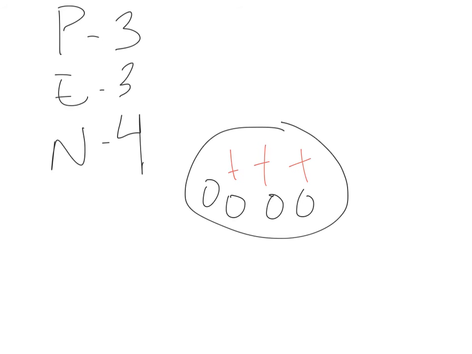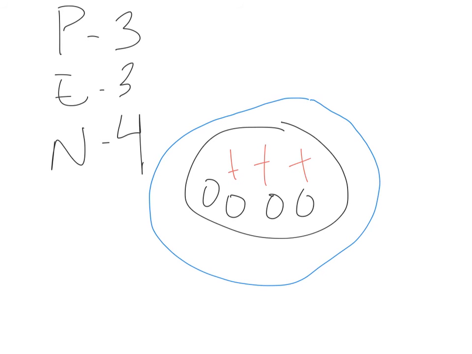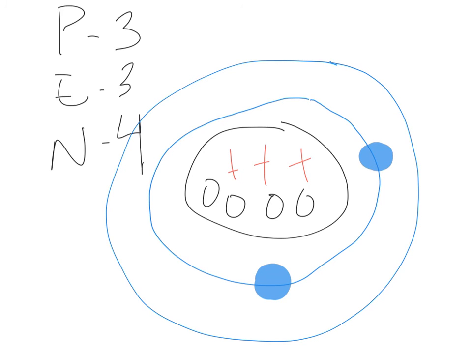And last but not least, I have 3 electrons. I know that electrons are on the outside of my nucleus. So I have 1, 2, and I know that the first shell can only hold 2. So I'm going to put 2 in my first electron shell, and I'm going to place my third in the second electron shell. And I'm not going to just leave those blank, but I'm going to mark them with a negative sign so that I can note to myself that those are negative.